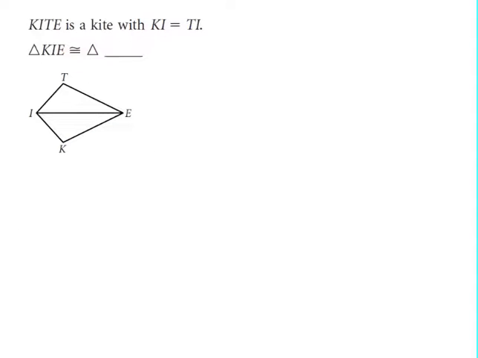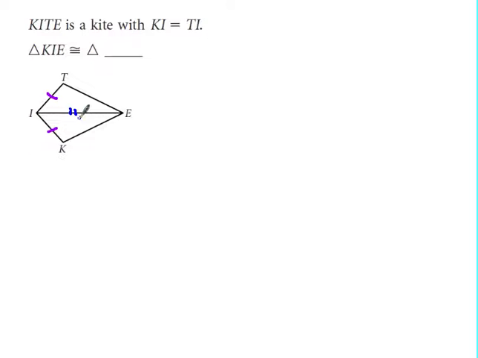Let's look at another one. KITE is a kite with KI congruent to TI. Okay, so I know that KI and TI are the same. Do I know anything else? IE is the same as itself, right?